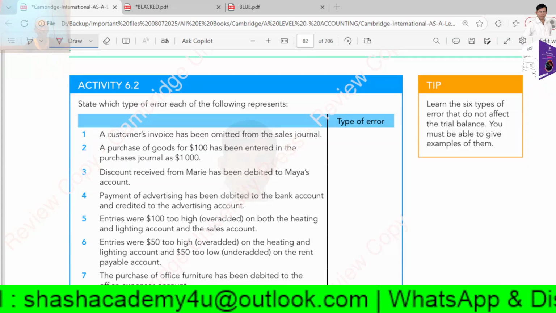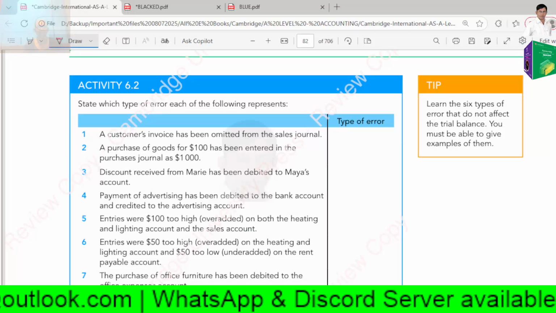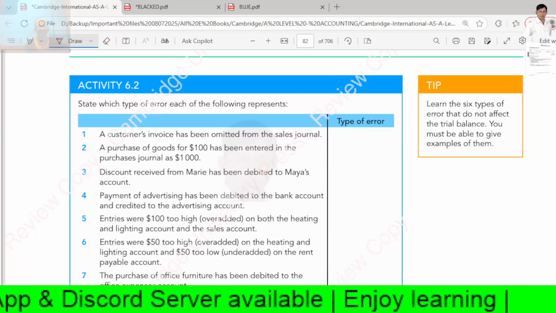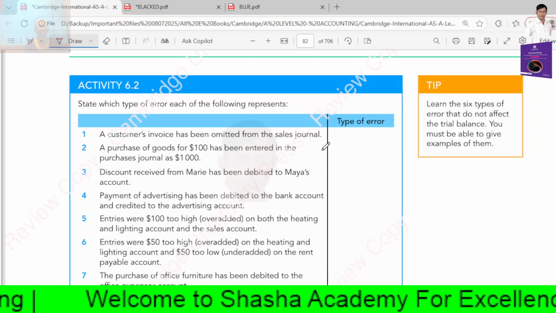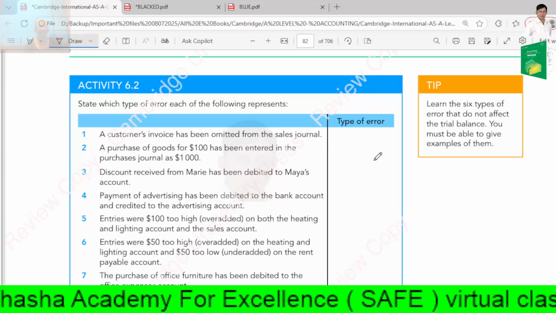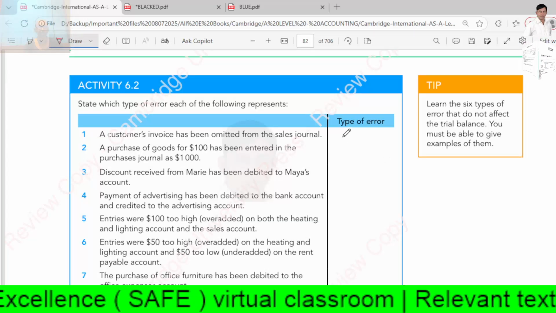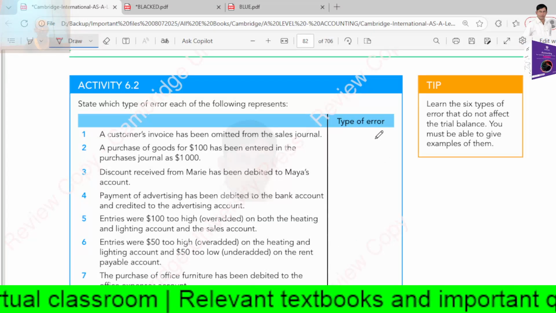So, let us discuss activity 6.2 today. State which type of error each of the following represents. A customer's invoice has been omitted from the sales journal. So, we need to mention the type of error. We need to write the type of error here.